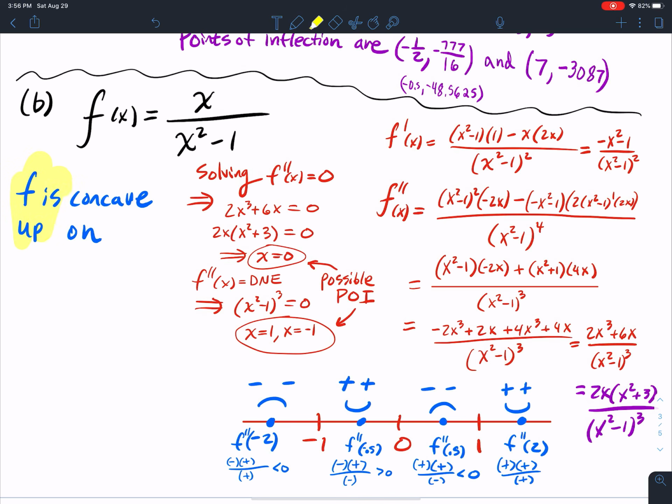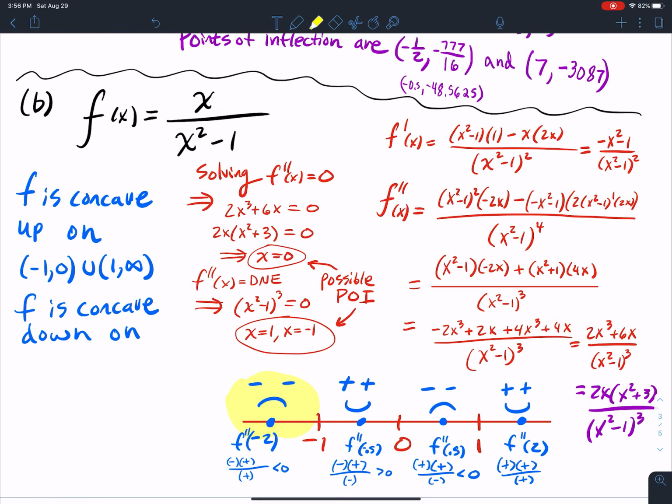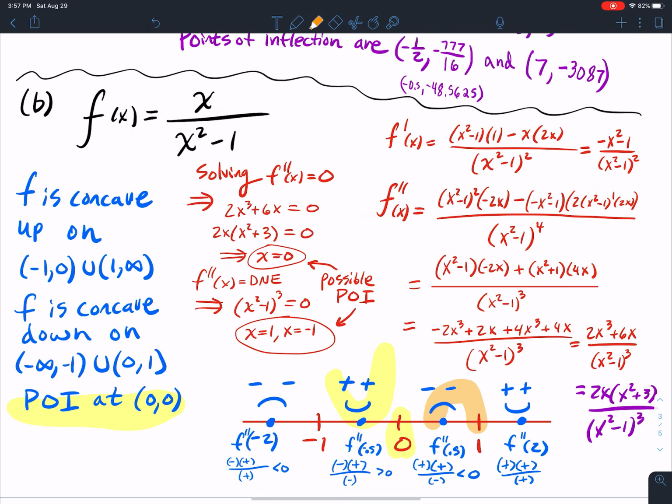All right, however, f is concave up where the second derivative is positive. That happens to be between negative 1 and 0, and then from 1 to infinity. It's concave down from negative infinity to negative 1, and then from 0 to 1. The point of inflection is only here. Why? Because we are concave up here, but we're concave down here, and the function is actually defined at 0. If I plug a 0 in here, I get 0 squared minus 1. This is 0 over negative 1, which is 0. So that's where the (0, 0) comes into play. Okay?